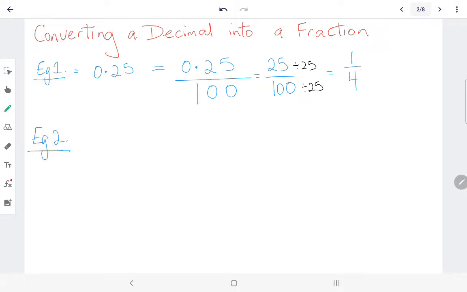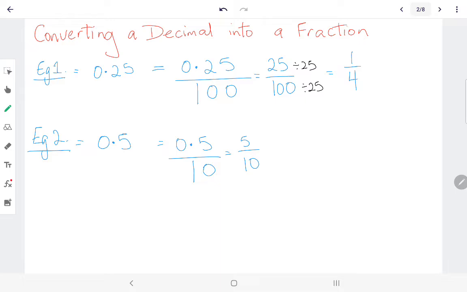Example number 2. Let's have 0.5. So 0.5, again, first step, draw a vinculum, after which under the decimal point you place a 1, and for all the numbers on the right hand side of the decimal point you place a 0. So this becomes 5 over 10.